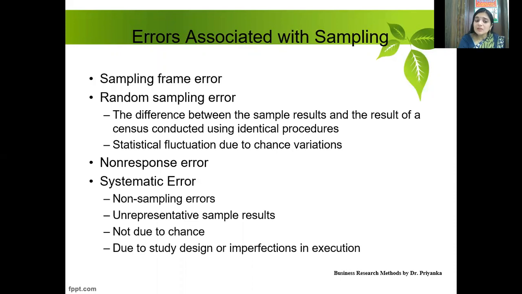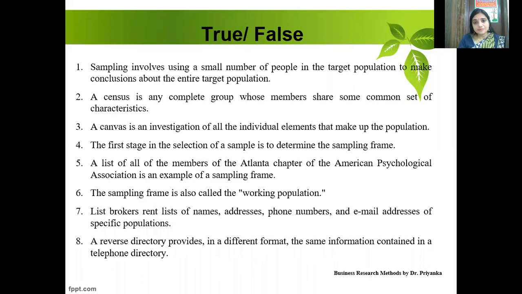Then systematic error. It might be non-sampling error or unrepresentative sample results, not just because of chance but due to study design or imperfections in execution. All the other errors which are not related to sampling come under systematic error. That's it. Let us discuss some true or false.